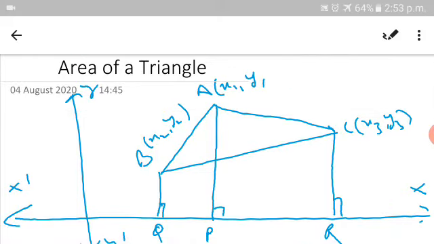So in the figure you can see three trapeziums. First one is ABQP. This is the first trapezium. Second one is APRC. This is the second one, and the third one is BQRC. Now we know what the area of a trapezium is. Area of a trapezium is 1/2 the sum of parallel sides multiplied by the distance between the parallel sides.